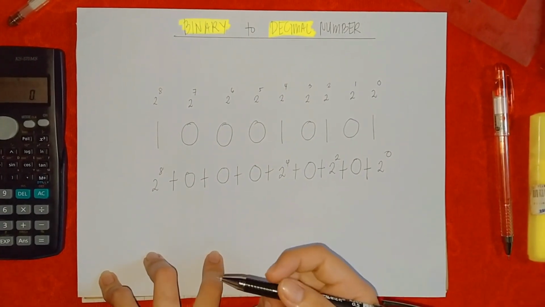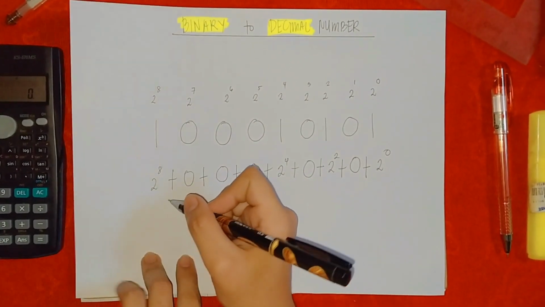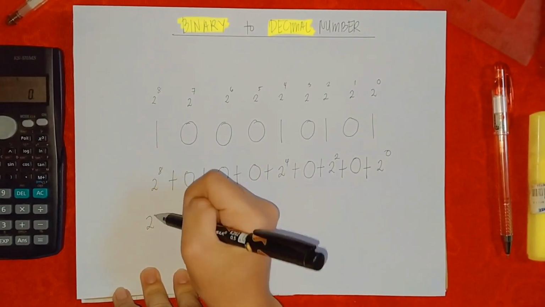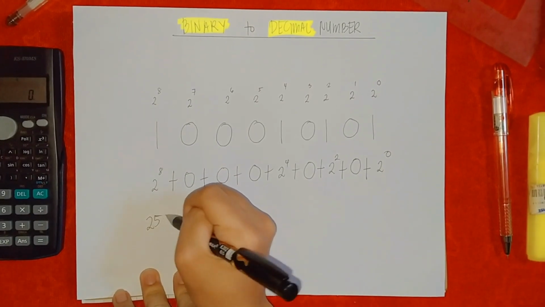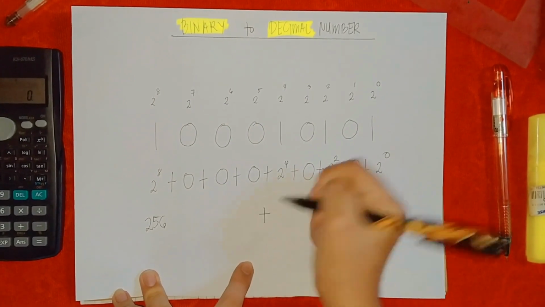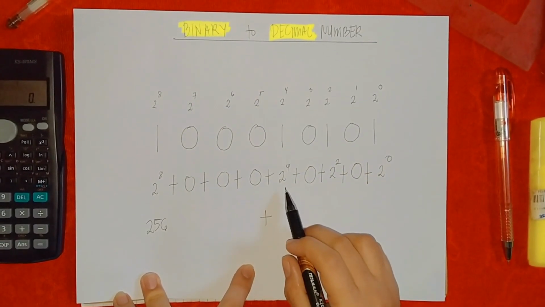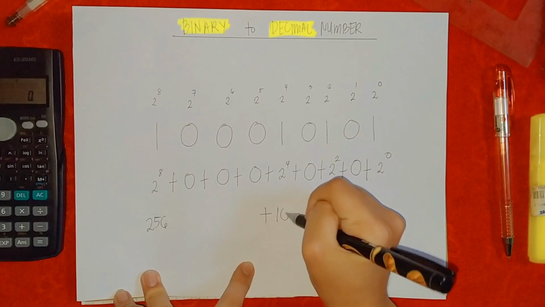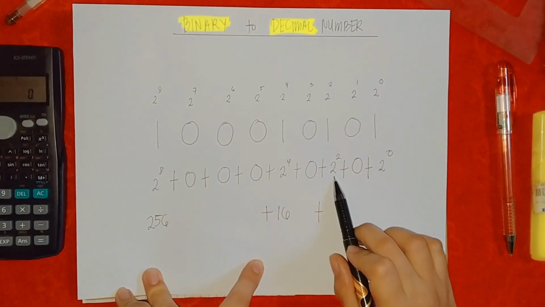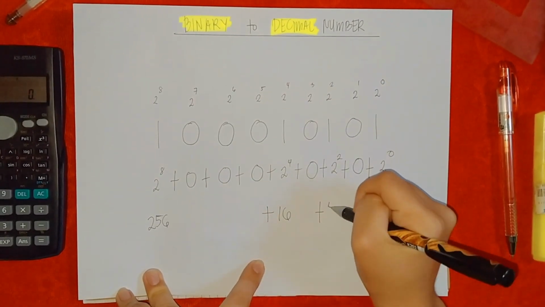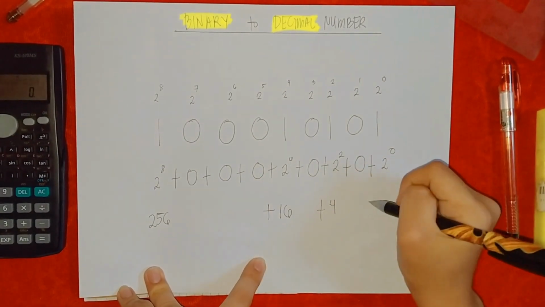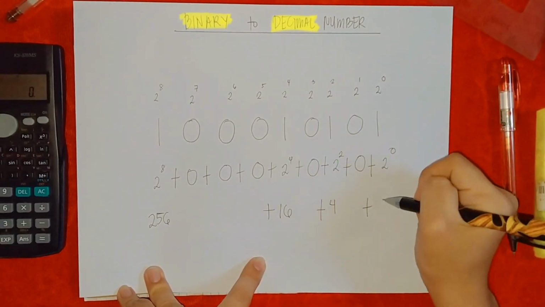Let's get the value of 2 to the 8th power. 2 to the 8th power is 256. So eliminate the 0. Let's proceed to 2 to the 4th power. 2 to the 4th power is, of course, 16. Eliminate the 0. And 2 to the 2nd power is 4. Eliminate again the 0. And 2 to the 0 power is 1.